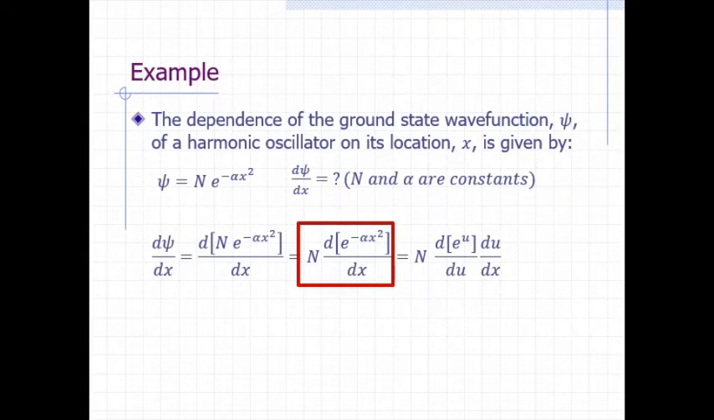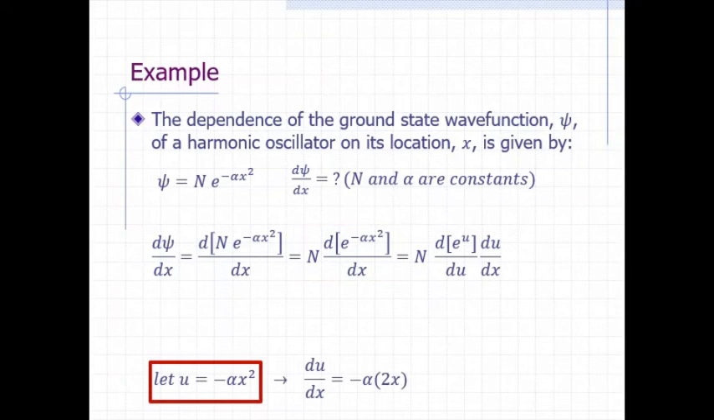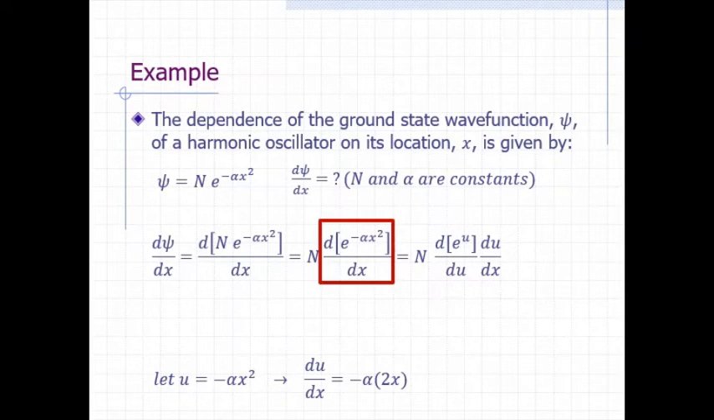We can make things easier if we use the chain rule. So let's define function u as negative alpha x squared. So e to the negative alpha x squared becomes e to the power u. Now we can use the chain rule. This is the derivative of e to the u with respect to x. The chain rule says it's equal to the derivative of e to the u with respect to u times the derivative of u with respect to x.